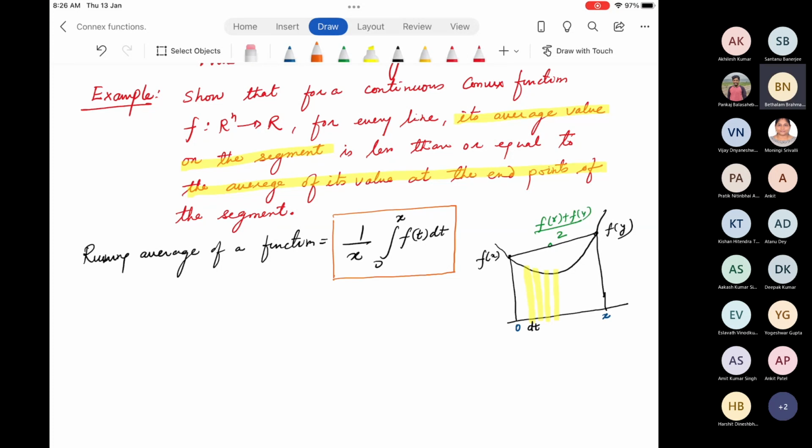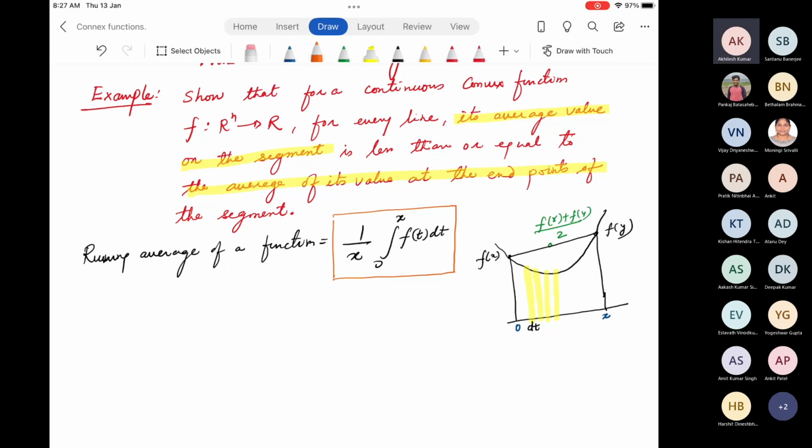Sir, we should integrate from x to y, means if we take 2 points, then it will be the average of that segment. What should we integrate over what? X to y means the segment we have taken, here the segment is from x to y. So other than 0 to x, we must integrate from x to y. Okay, go ahead, try it.